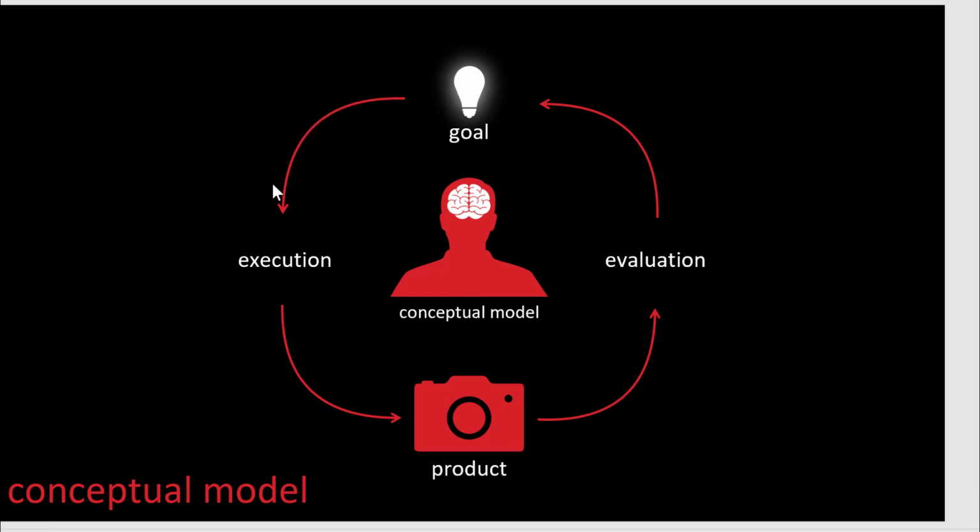We work through an execution of the model to create the product, and then we evaluate it and go back to our goal. Has the product achieved our goal? So we can continue in cycles like this as we refine the product and make it better. Now we're up to iPhone version 10. So this has been through an example of the conceptual model many times.